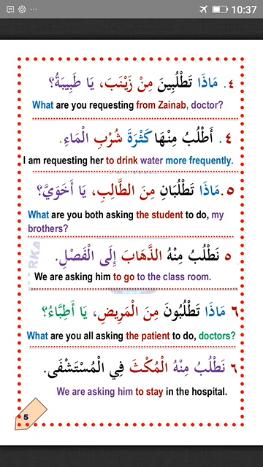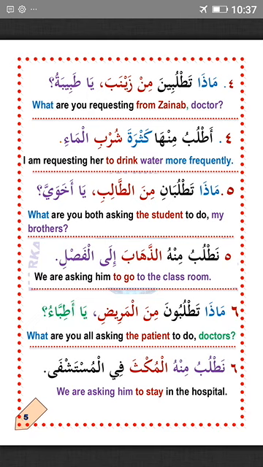نطلب منه الذهاب إلى الفصل. نطلب منه. We are asking him الذهاب to go إلى الفصل to the classroom. We are asking him to go to the classroom.